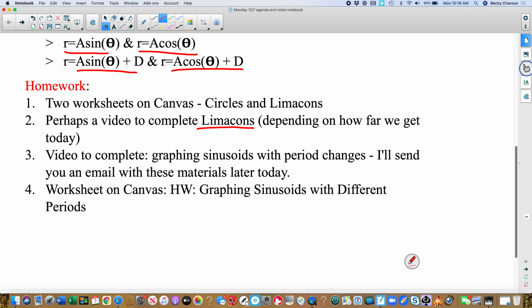So that's what you're going to review with a video. And then there's a worksheet with that. Okay, so I can send you guys this page, no problem.